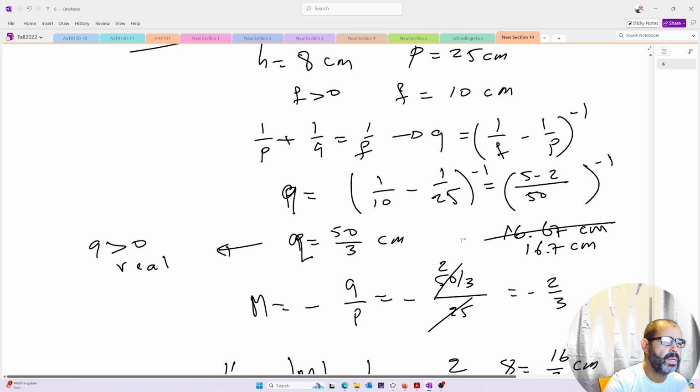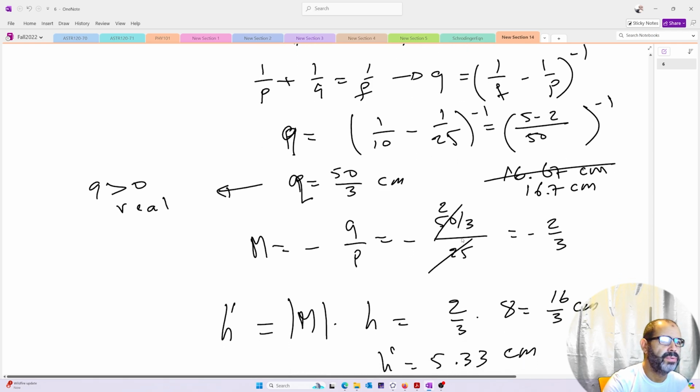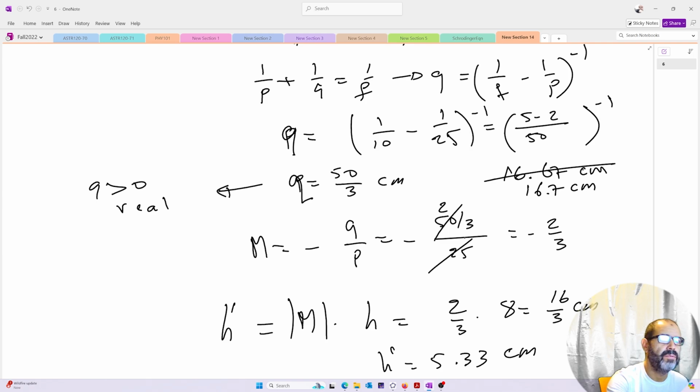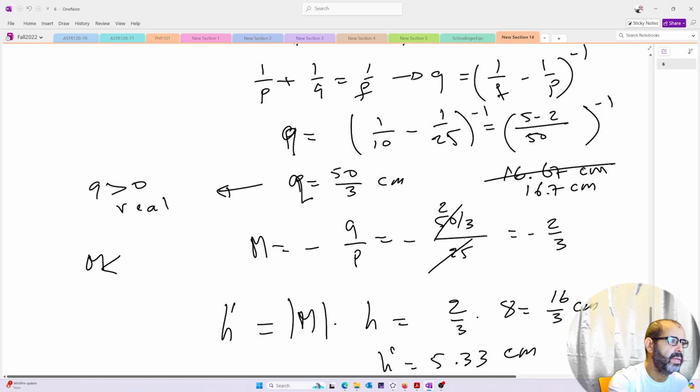Okay, it's in front of the mirror. Is this image inverted or upright? The image is upright. I mean inverted, because M is negative. M is negative, then the image is inverted. Okay, so I've answered everything.